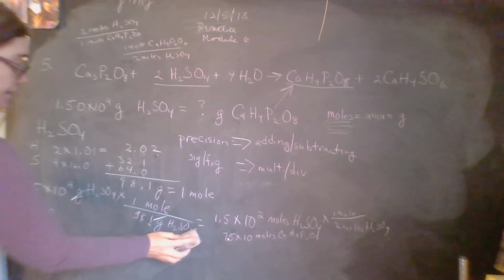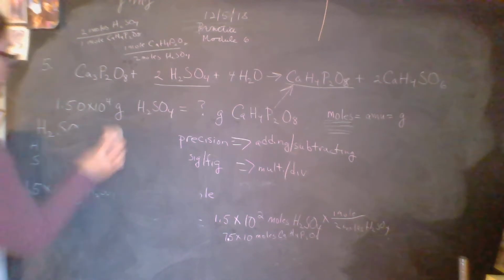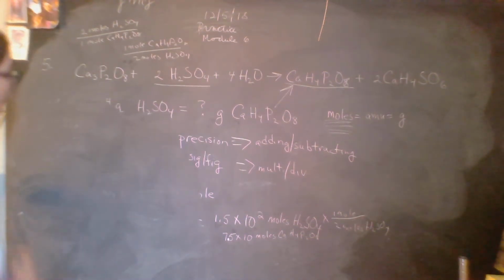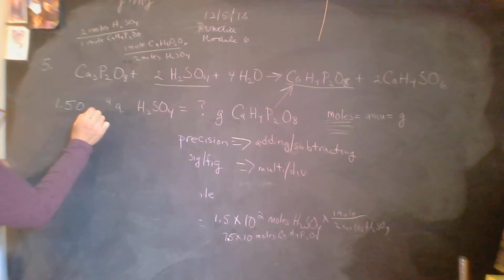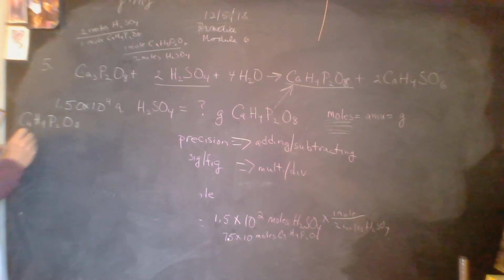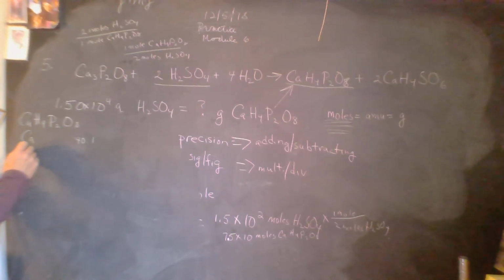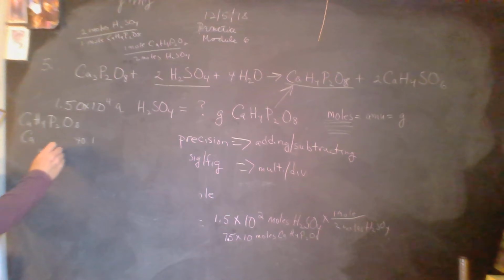I'm going to erase over here what I have. Is that okay? Okay. This is the number we're working with now. Let's do that. So I have CaH4P2O8. Let's figure out the atomic weight. What's calcium? What's its atomic weight? Calcium is 40.1. 40.1 plus 4 hydrogen, which is 4 times 1.01.